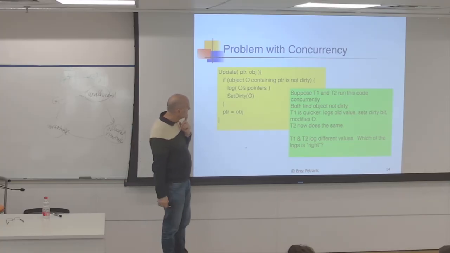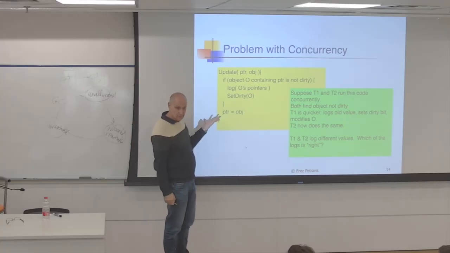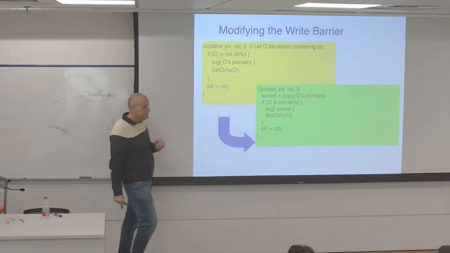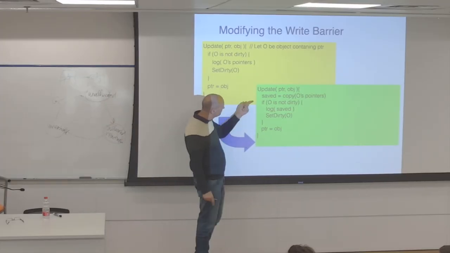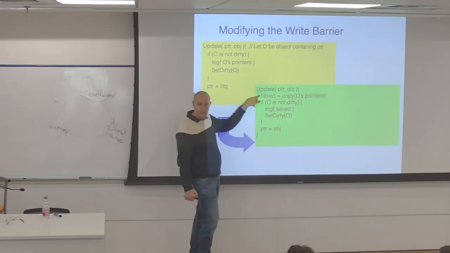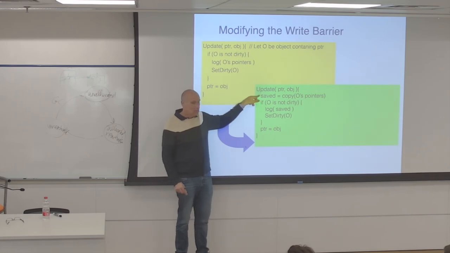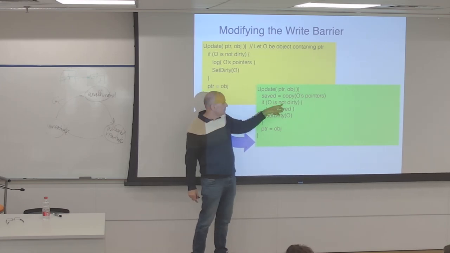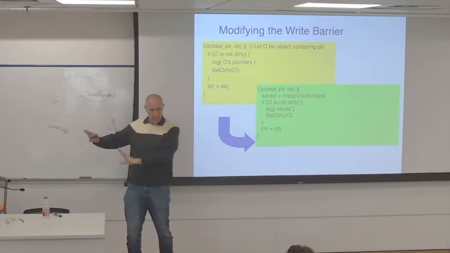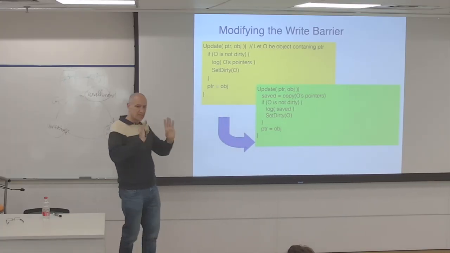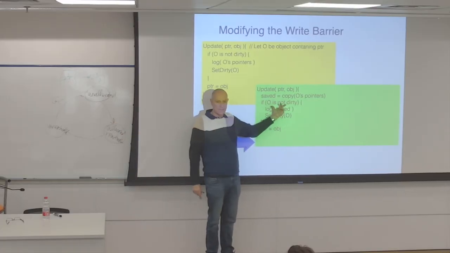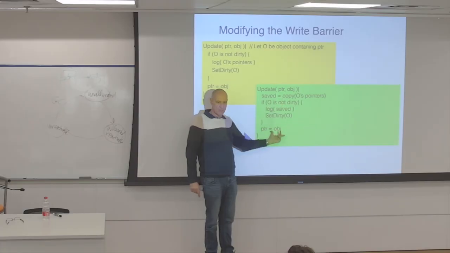Okay, so what do I do? I need to solve this, and this is the write barrier that was suggested here. What you do is you add this: before you check if it is dirty, you save all its pointers. You read the pointers and you write them to yourself. This is the state of the object now. And after that, I check if it's dirty and I do the same things I said before.